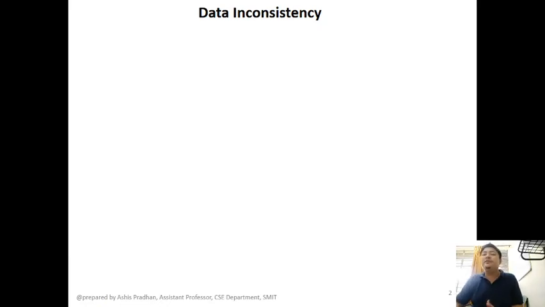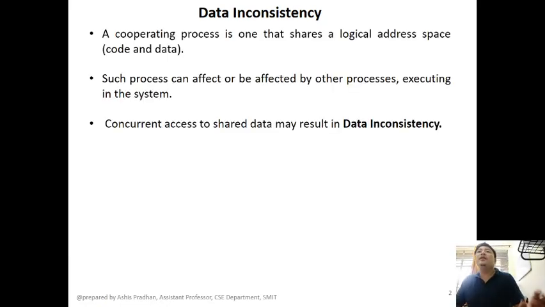Okay, so to do that, we need to understand the meaning of cooperating process. Cooperating processes are processes which share some logical address space, and in that logical address space you have the data or the code. Now for data, you may consider that there is a variable, and that variable is stored in some part of the main memory, and that memory location is being shared by cooperating processes.